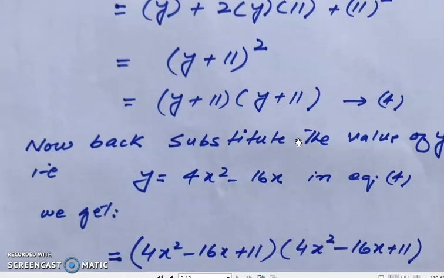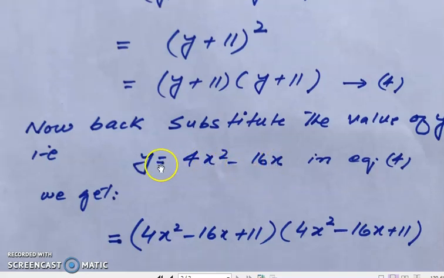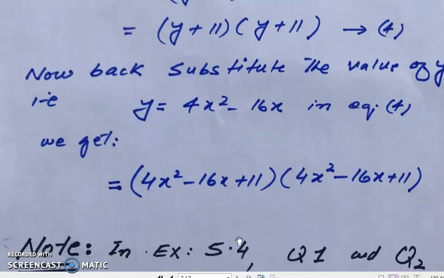The last and final step is that you have to back substitute the value of y. See, we have taken the value for y in the first step as 4x square minus 16x. In the last step, you are going to back substitute this value of y in equation number 4. So this is your required answer. After substitution, this will be your required answer.